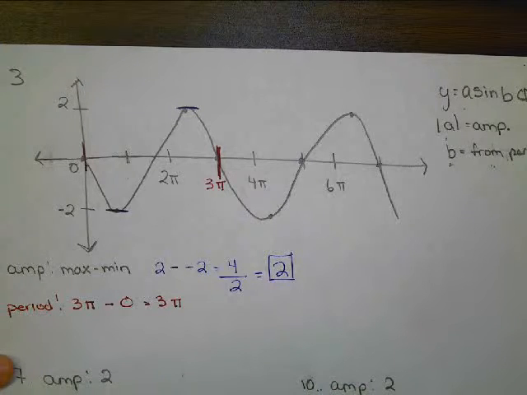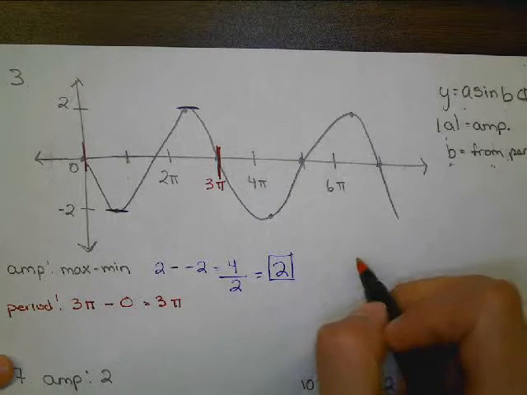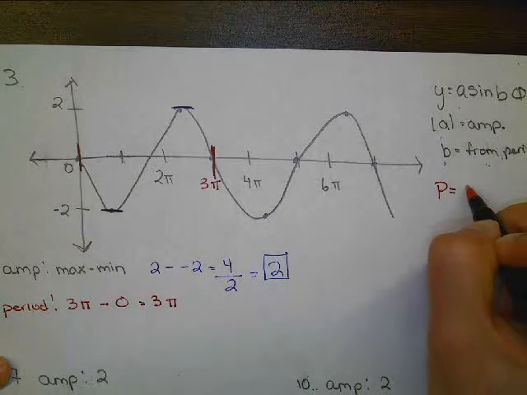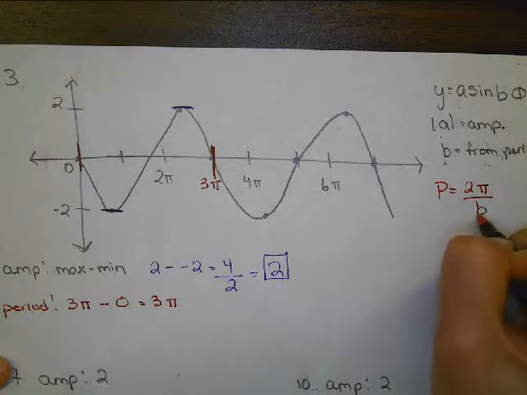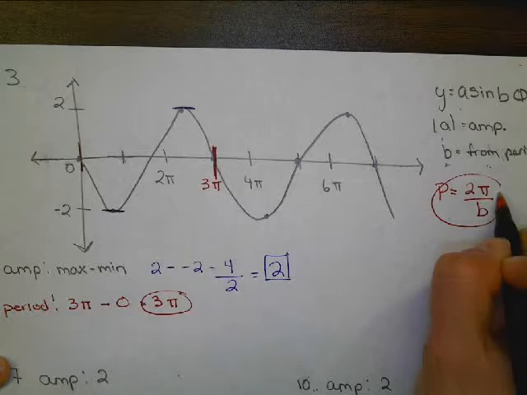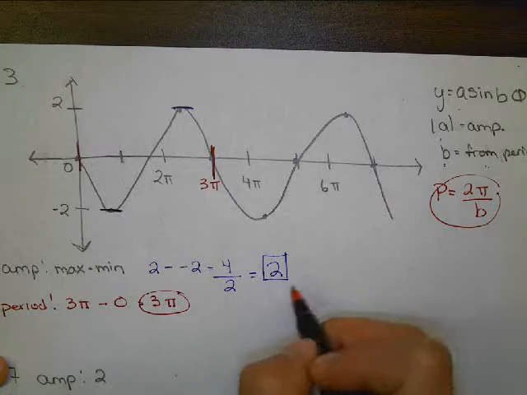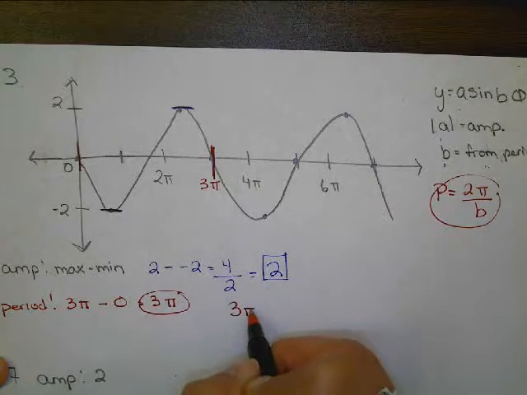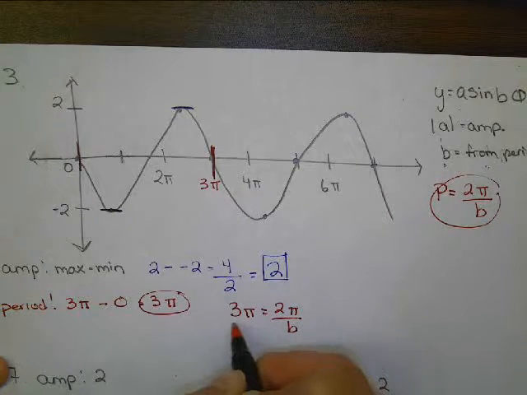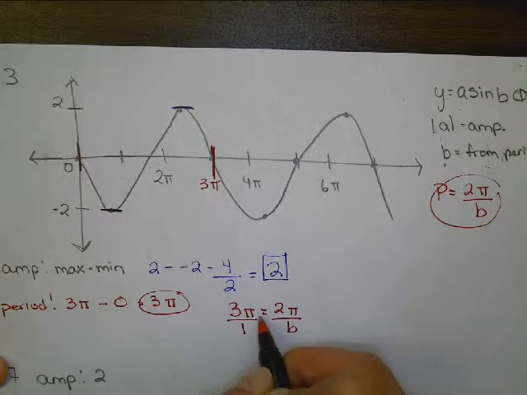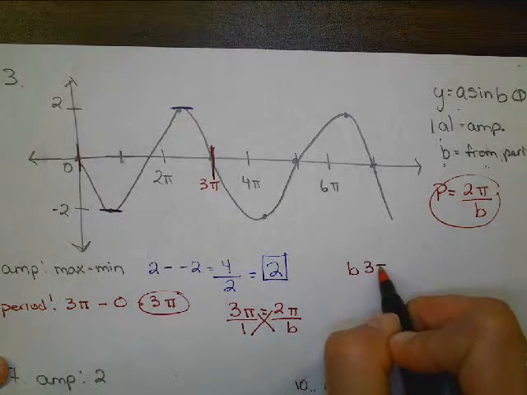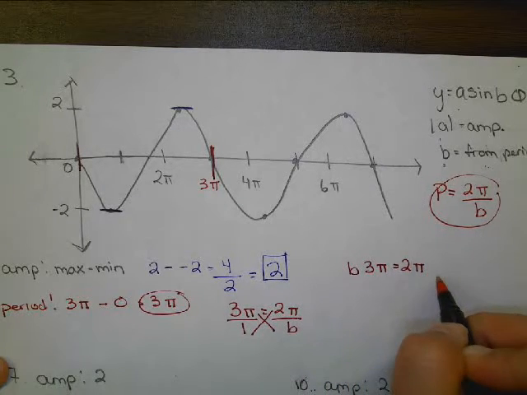The problem is I need b. You have to remember that the period of a sine function and a cosine function is 2 pi over b. So what I do is set this 3 pi equal to 2 pi over b. So I'll have 3 pi equals 2 pi over b. This is always a whole number, so it's over 1. So then I will cross multiply. So I get b times 3 pi equals 2 pi.